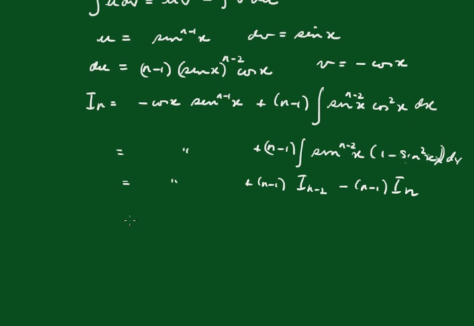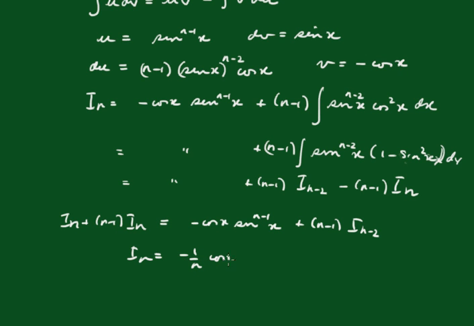Okay, now we'll take that across the other side and we'll get I_n plus n minus 1 I_n equals minus cos x sin to the n minus 1 x plus n minus 1 I_{n-2}. Now all this becomes n I_n, so I_n equals minus 1 on n cos x sin of n minus 1 x plus n minus 1 on n I_{n-2}.